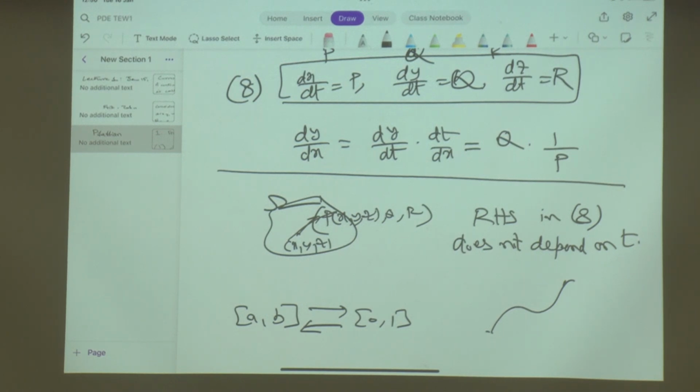So now this system 8, you can consider an initial value problem. X of 0 is x naught, y of 0 is y naught, z of 0 is z naught. This initial value problem will have a solution. By Picard's theorem, it will have a unique solution because P, Q, R are all nice functions. But they will be defined on an interval containing 0. Around 0.